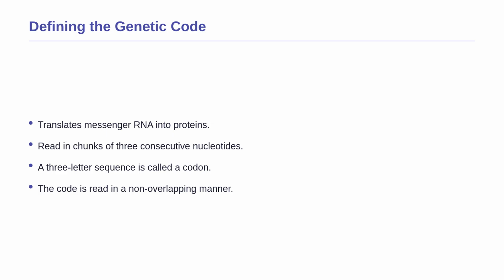Now that we understand what the genetic code does intuitively, let us look at its formal definition. Formally, the genetic code is the set of rules by which information encoded in messenger RNA is translated into proteins by living cells. The fundamental unit of this code is called a codon. A codon is a specific sequence of exactly 3 consecutive nucleotides.